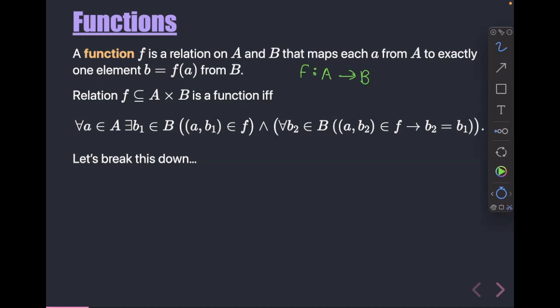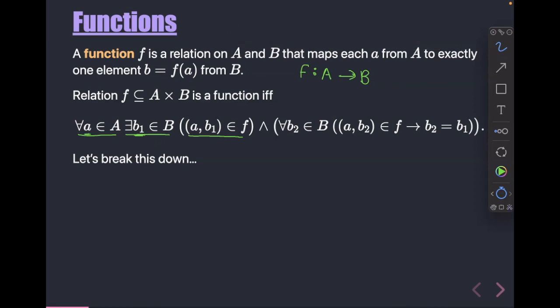Now we're going to look at this statement and break it down. It says for all a in A, there exists a b1 in B such that the pair (a, b1) is in f. This is what I was talking about, where we had the pair x, y, like x f y, which is another way of saying (x, y) is in f. You have this relation f over this pair, but we're now talking about it in terms of a and b1. It's saying the same thing.